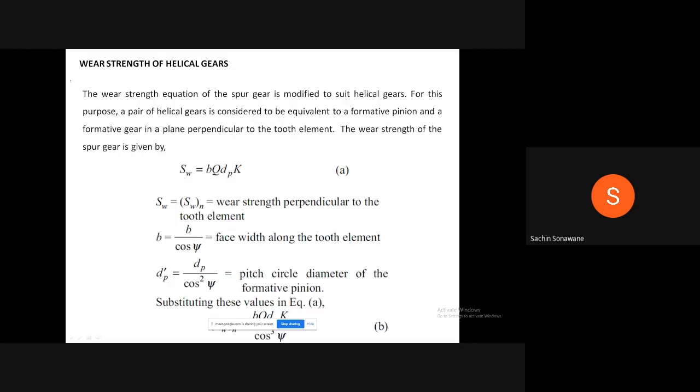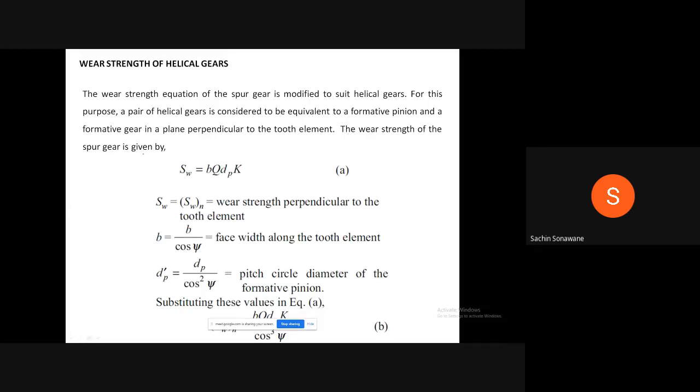Now, next point is wear strength of helical gears. The wear strength equation of the spur gear is modified to suit helical gears. For this purpose, a pair of helical gears is considered to be equivalent to a formative pinion and a formative gear in a plane perpendicular to the tooth element.